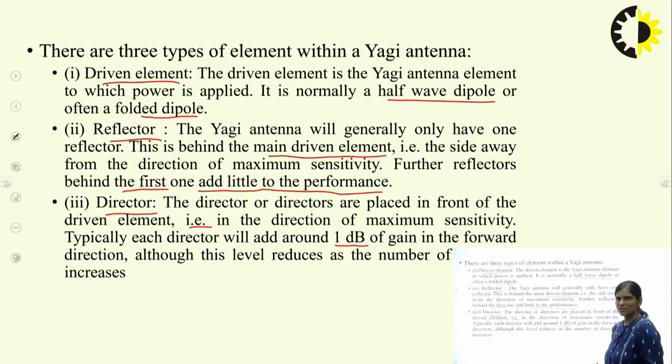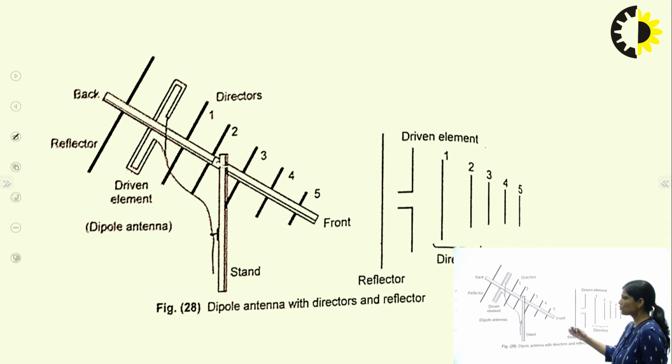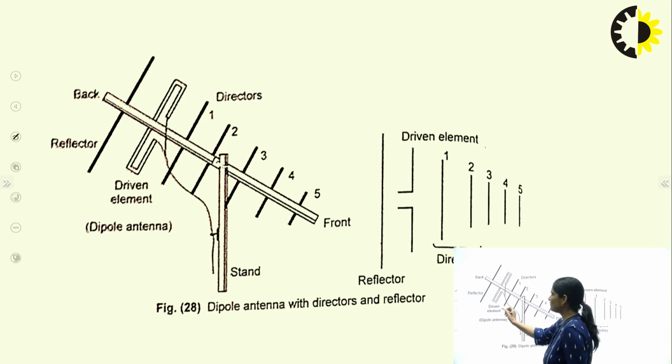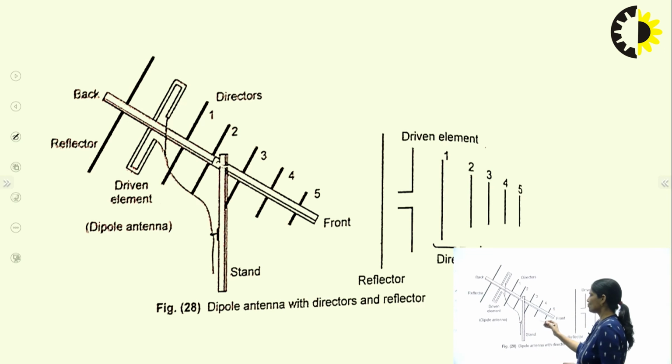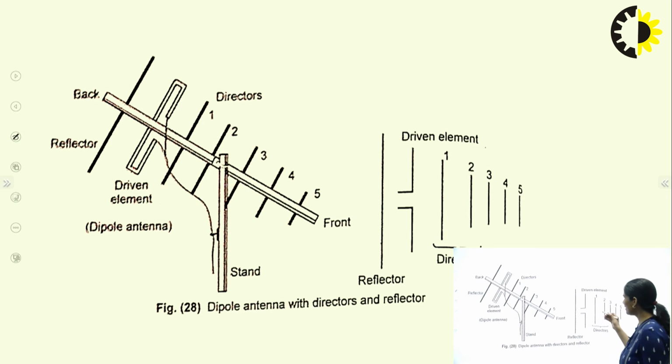Now we will see the structure of the Yagi-Uda antenna, where we can see the driven element, reflector and directors. So this is the structure of a dipole antenna with directors and reflector. Here this is the driven element, this is the reflector at the back side, and these are your directors. This is the stand. So this is the structure of the Yagi-Uda antenna.